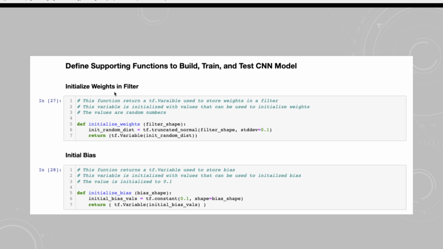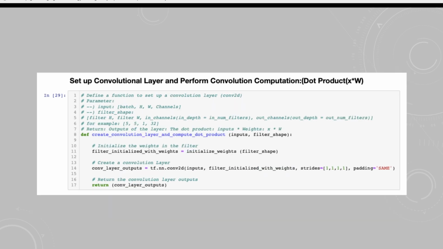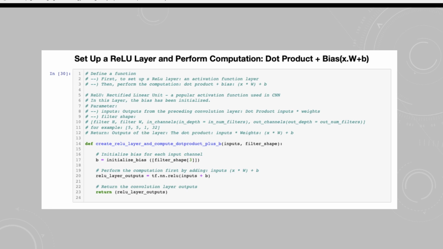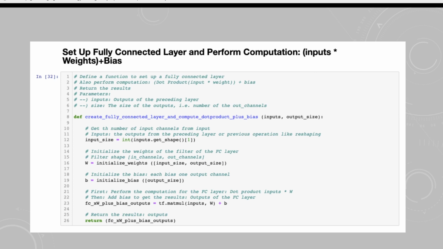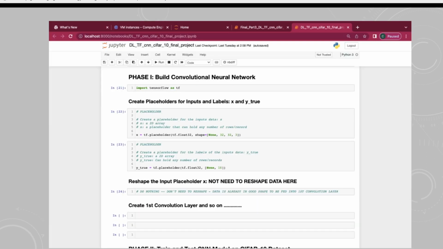We define the weight in filter. We define the bias. We set up the convolutional layers. We set up the layers. We set up the pooling layer. We set up the fully connected layer. Here the first. And then we're gonna create the real convolution layer.